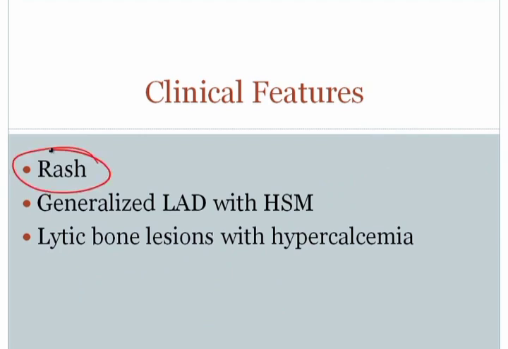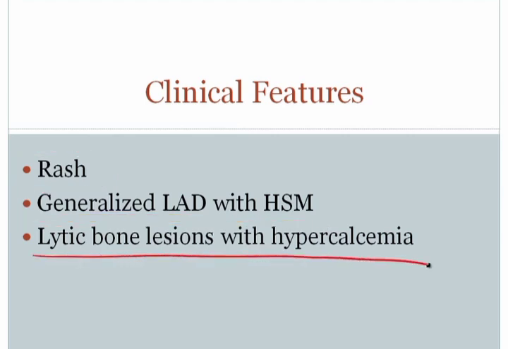I can tell you one general principle of T-cell leukemias is that they like to go to skin and create a rash. Also, the patient will have generalized lymphadenopathy with hepatosplenomegaly. There's nothing special here. We know that mature lymphocytes like to go to lymph node and like to go to spleen, and so we would expect to see lymphadenopathy and hepatosplenomegaly. Finally, what is important and very high yield is that these patients get lytic bone lesions with hypercalcemia.